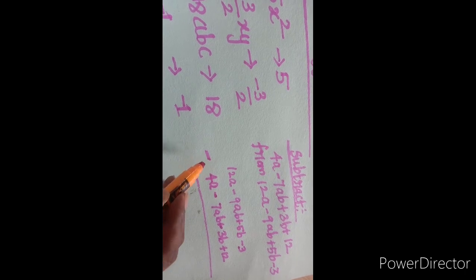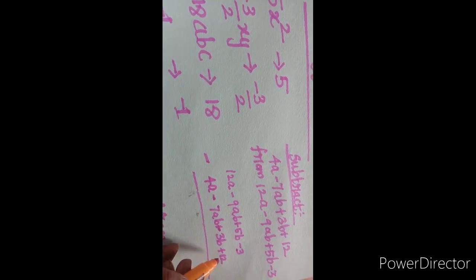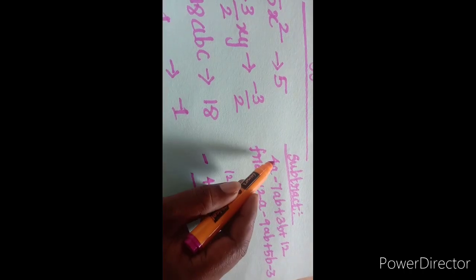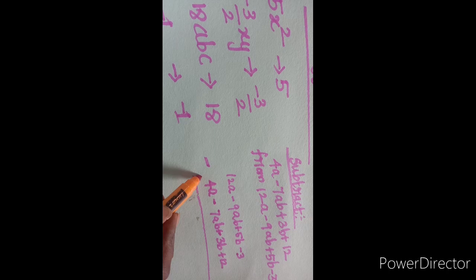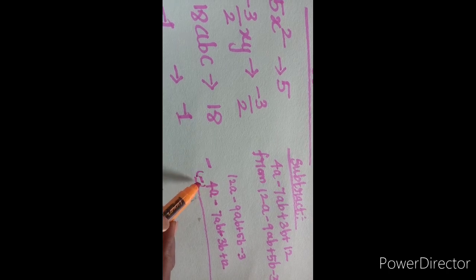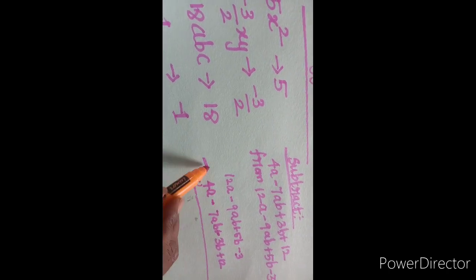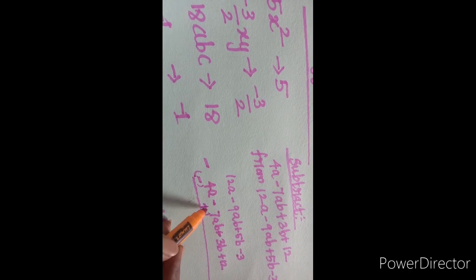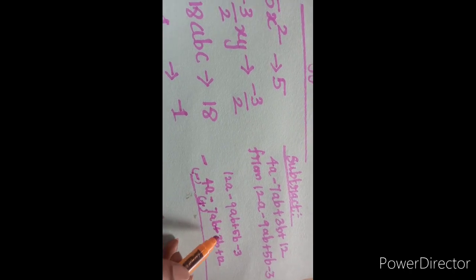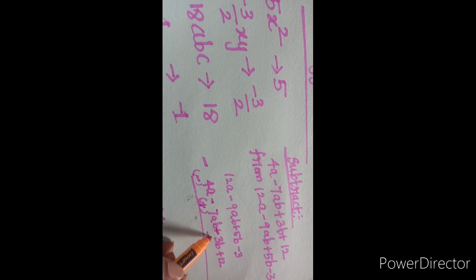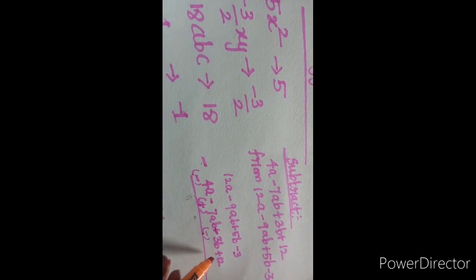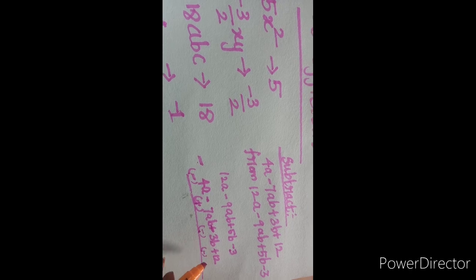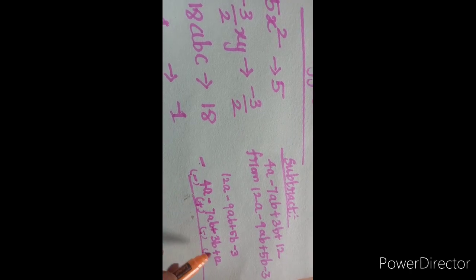After putting the subtraction symbol, every symbol will be changed here. The question has come 4a with plus. When we put the minus symbol, this will be changed to minus 4a. You can write the symbols here. Here minus symbol is there, minus into minus is plus. Here already plus is there, plus into minus is minus. Here plus, plus into minus is minus. So we changed all the symbols in this expression.